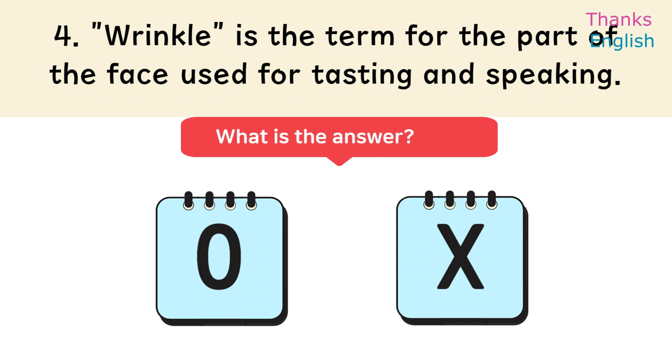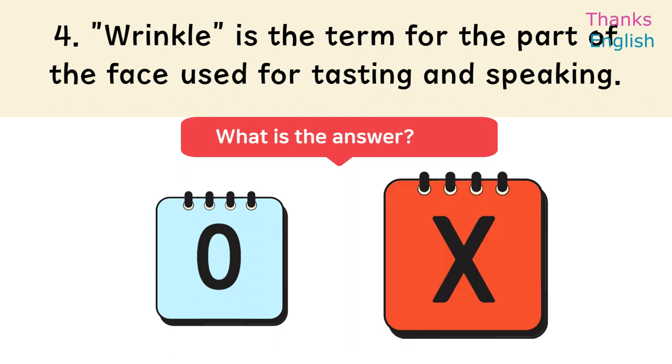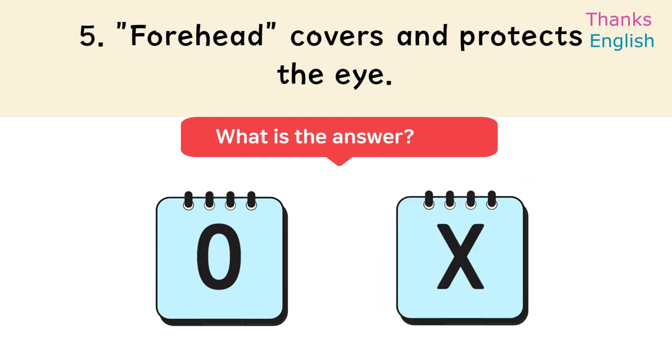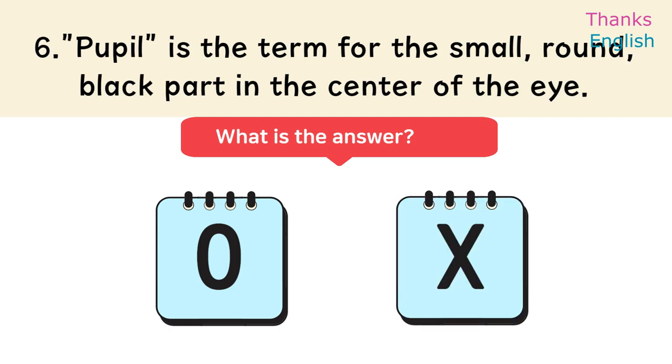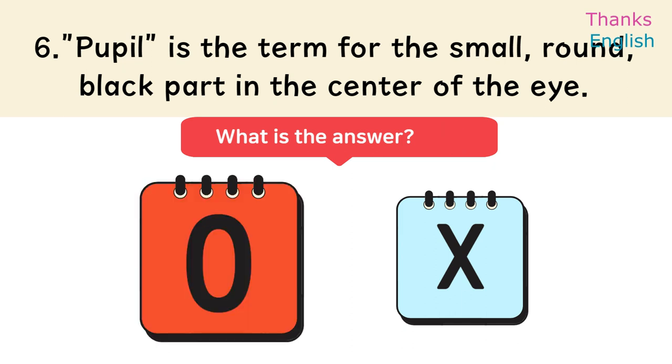4. Wrinkle is the term for the part of the face used for tasting and speaking. X. 5. Forehead covers and protects the eye. X. 6. Pupil is the term for the small, round, black part in the center of the eye. O.